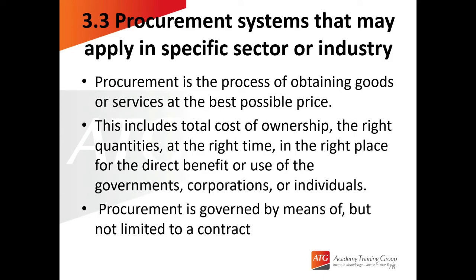Procurement systems that may apply for a specific sector or industry. Procurement is a process of obtaining or purchasing goods or services at the best possible price. This will include the total cost of ownership, the right quantities, obviously at the right time, in the right place for the direct benefit or use of governments, corporations, as well as individuals. Procurement is also governed by means of, but is not limited to, the different types of contracts that are available.